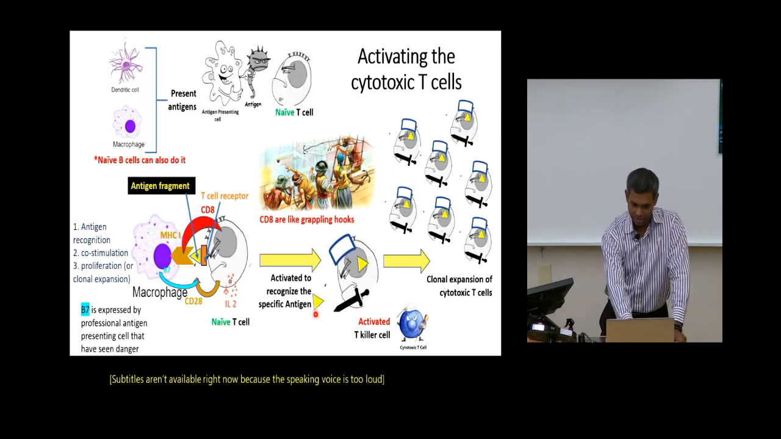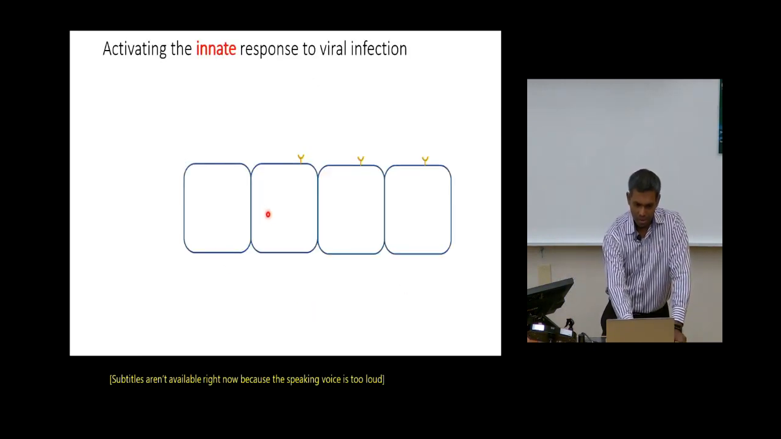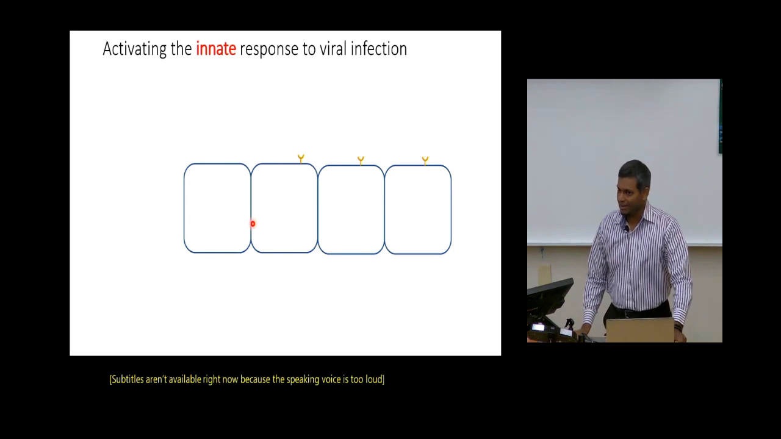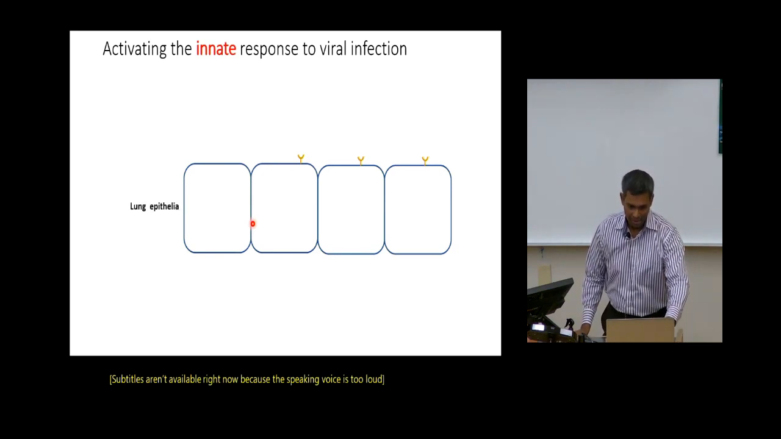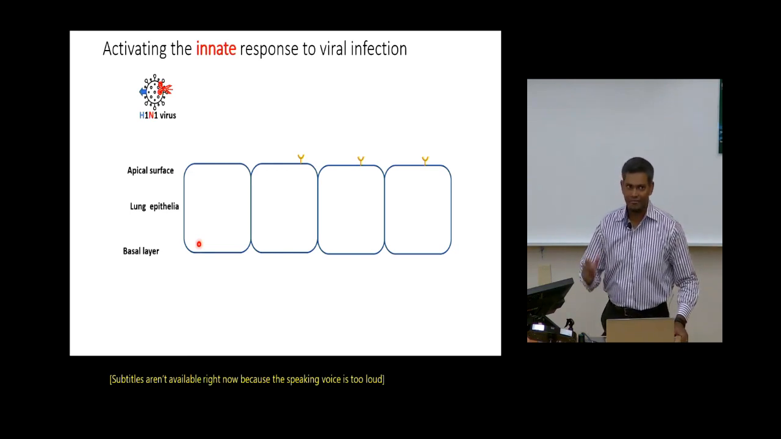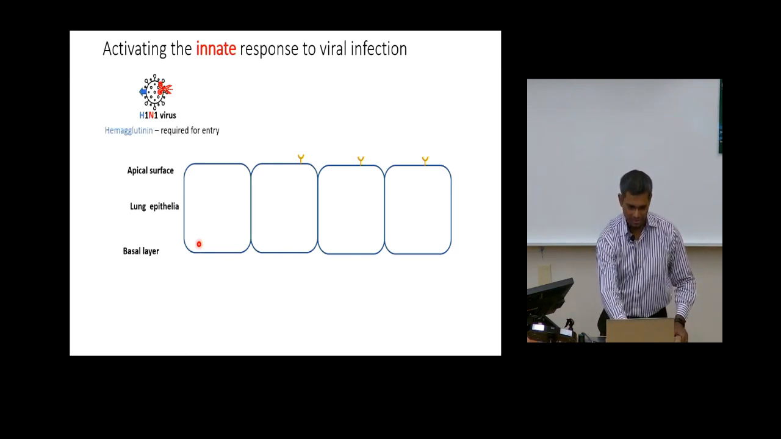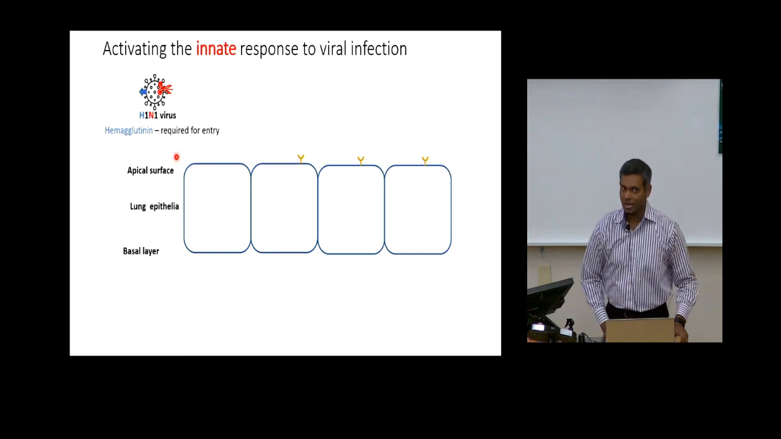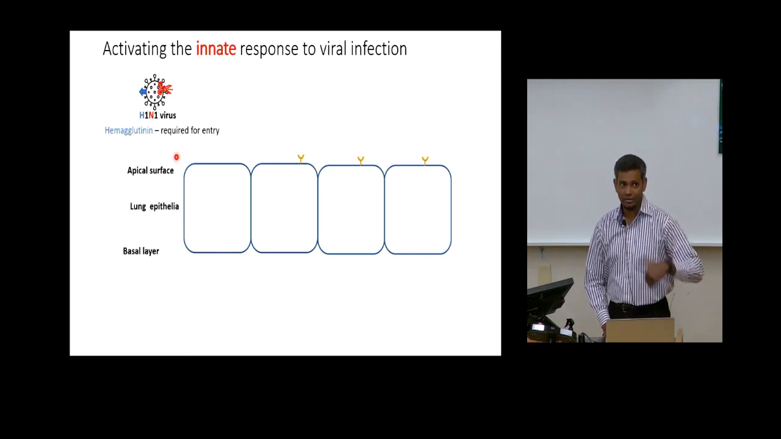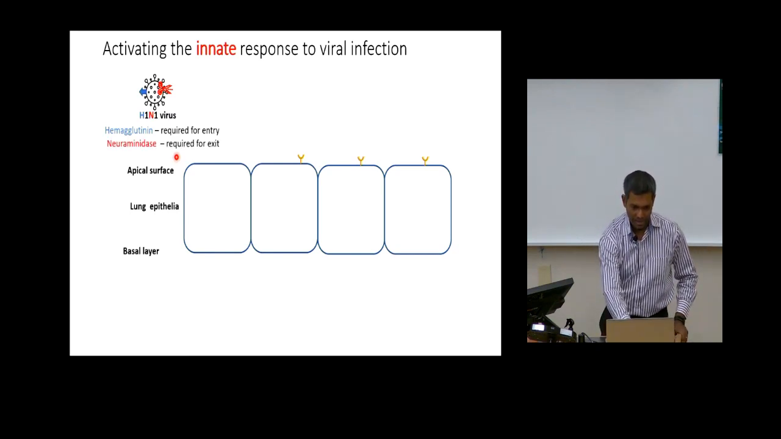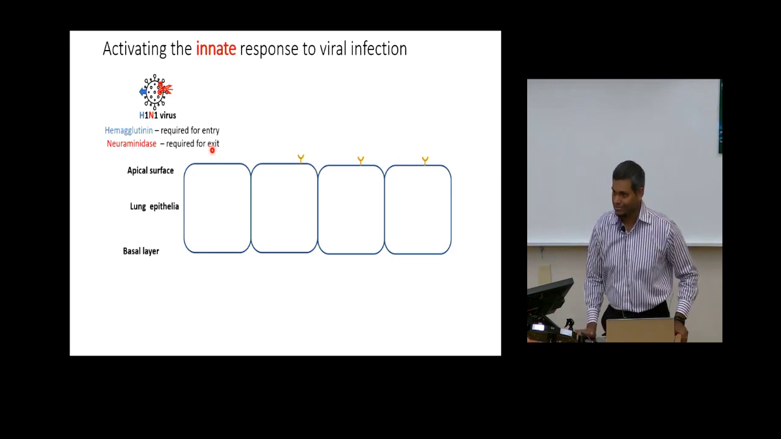response to viral infection, right? So here's the lung epithelia, and we will consider the example of H1N1 virus, and this is the apical surface shown here, and you have the basal layer seen here. And the terms H and N actually have a meaning, right? H stands for hemagglutinin, which is required by the virus for entry into the cell, whereas N stands for neuraminidase, which is required to exit the infected cell.